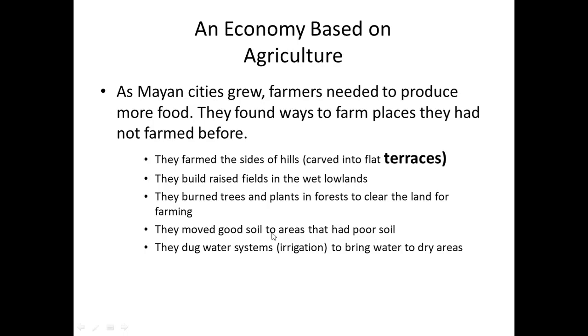So they move good soil to areas that had poor soil. So this is an ancient method of fertilizer. 'Di ba? Good soil is composed of different materials, mga waste products. So marunong din sila gumamit ng fertilizer. Galing ng mga Mayan. And then they dug water system. So they know already irrigation.